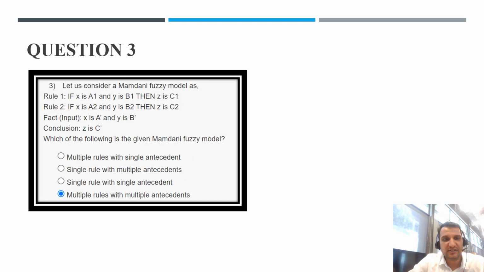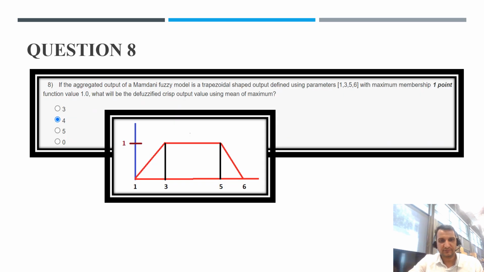Now question number 3, rule 1, rule 2. So directly in this question it is given rule 2, that is multiple rule. So therefore options B and C are out of the race. Now we have to calculate whether it is single antecedent or multiple antecedent. If x is A1 and y is B1, again it is a case of multiple antecedent. Therefore, multiple rule with multiple antecedents. So in this way we can calculate.